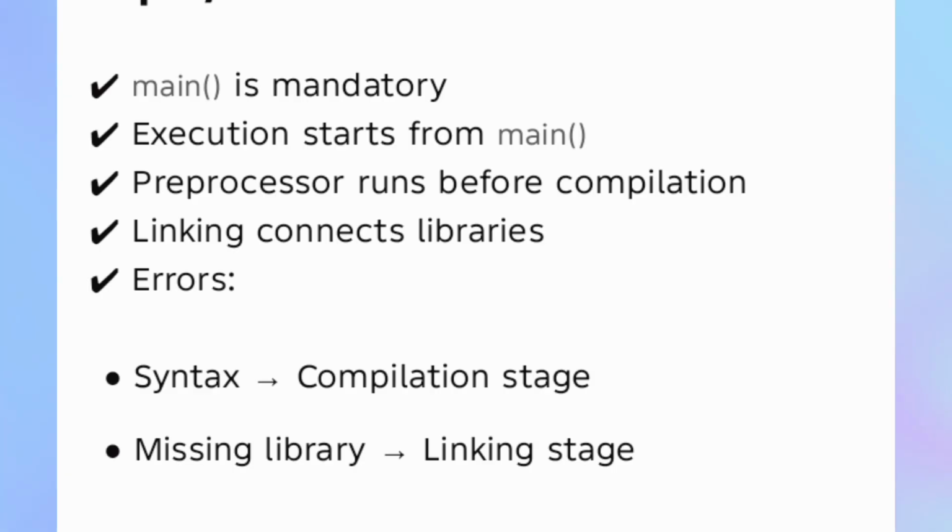So main is mandatory. Execution starts from main. The preprocessor runs before the compilation. Linking connects the libraries. Errors: syntax errors occur at the compilation stage, and missing library errors occur at the linking stage.